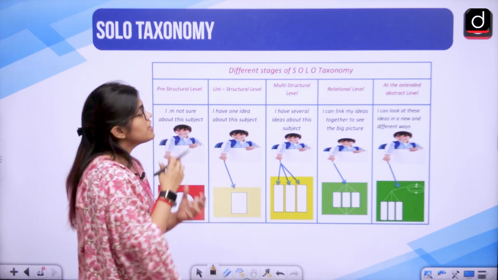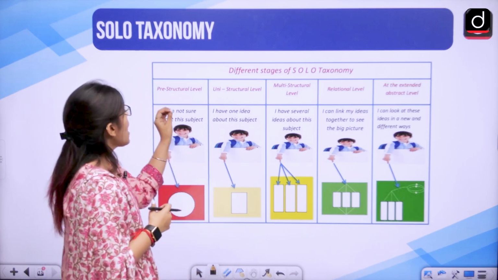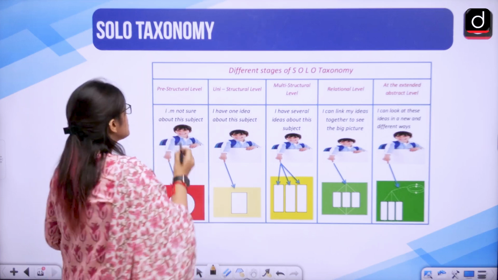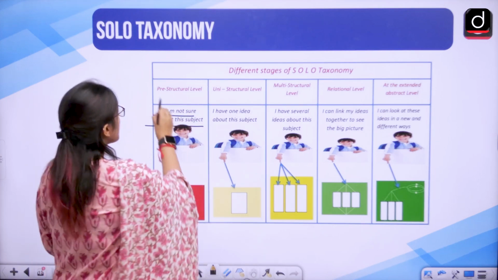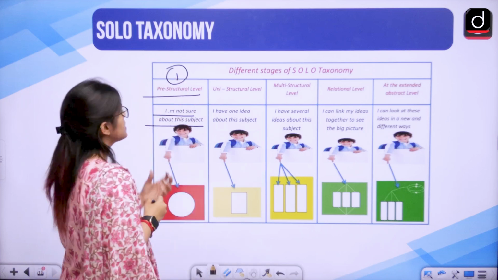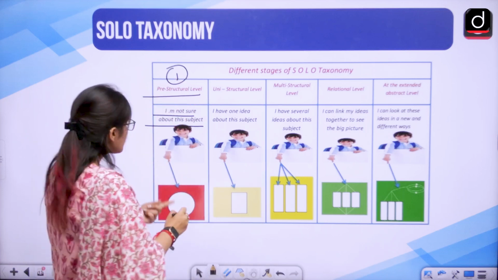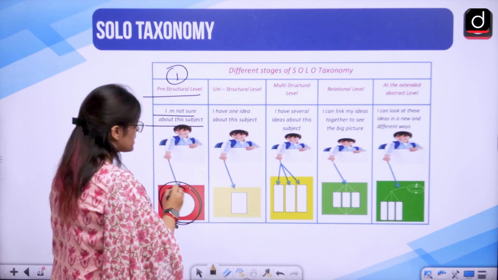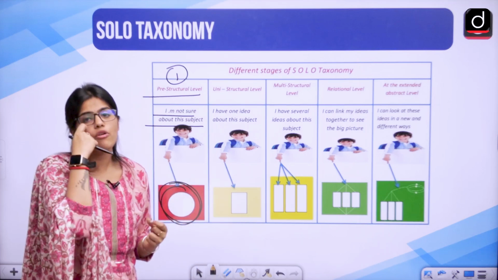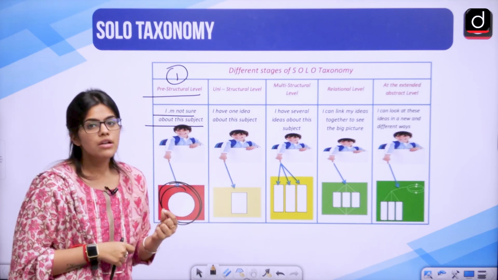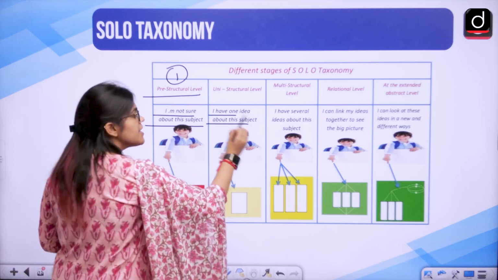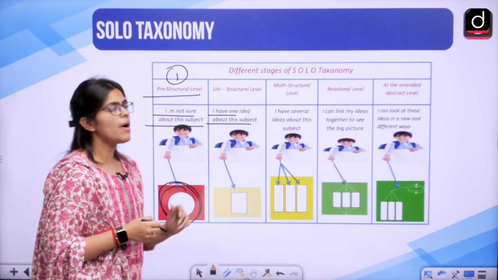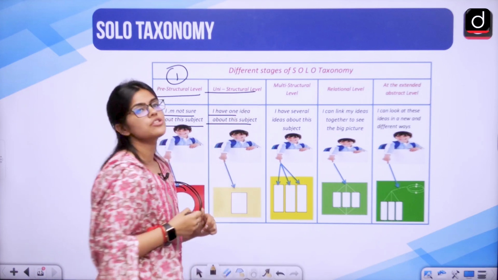So here, what are the different aspects? I am not sure about the subject. Why are you not sure at the first stage? This is the first stage, that is the pre-structural stage. Because you know only the very first aspect of the topic that you are learning. You are not fully aware. Gradually, I have an idea about the subject. I know about that subject. This is the unistructural level.